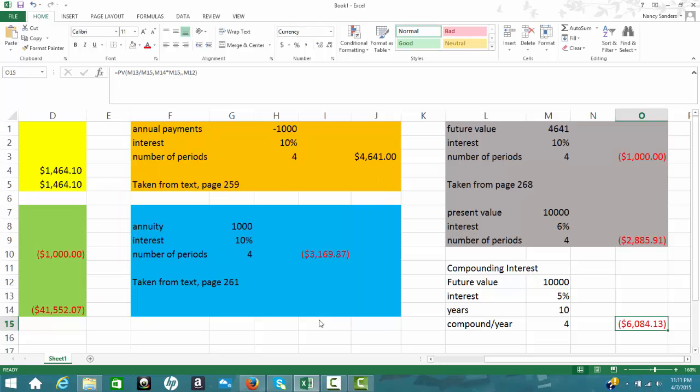So we click OK, and it gives us the present value of $10,000 that was compounded over 10 years, but it was compounded quarterly at 5% interest rate. Its current value is $6,084.13. I hope that helps with that.